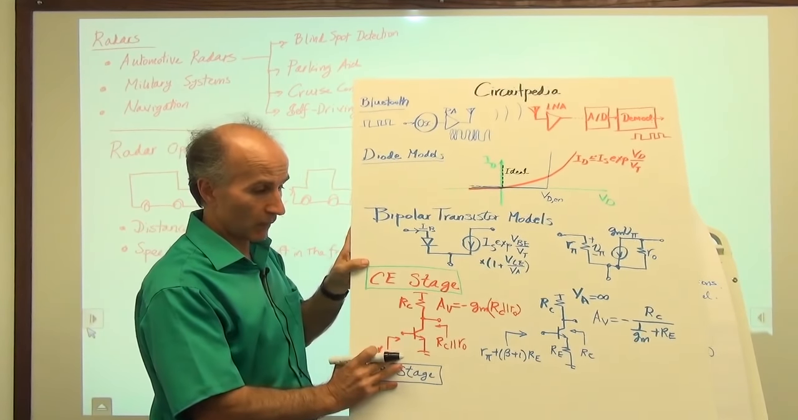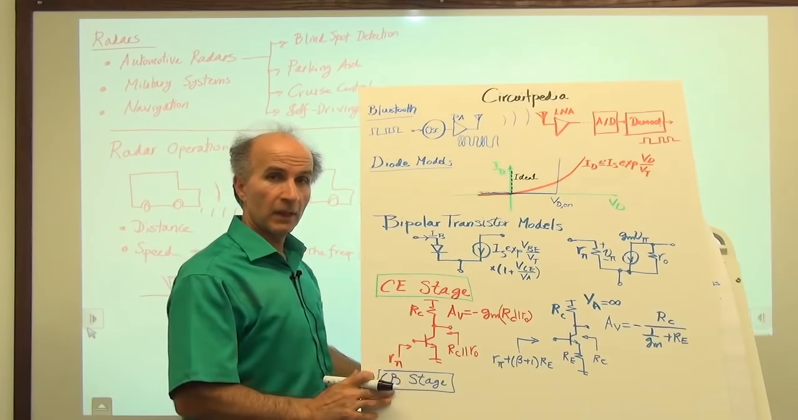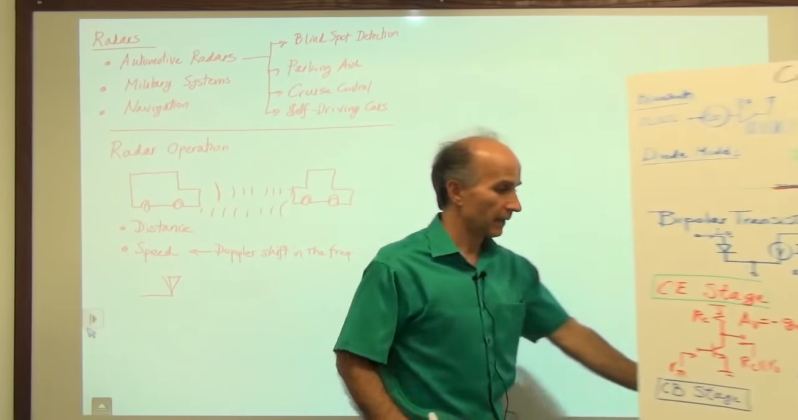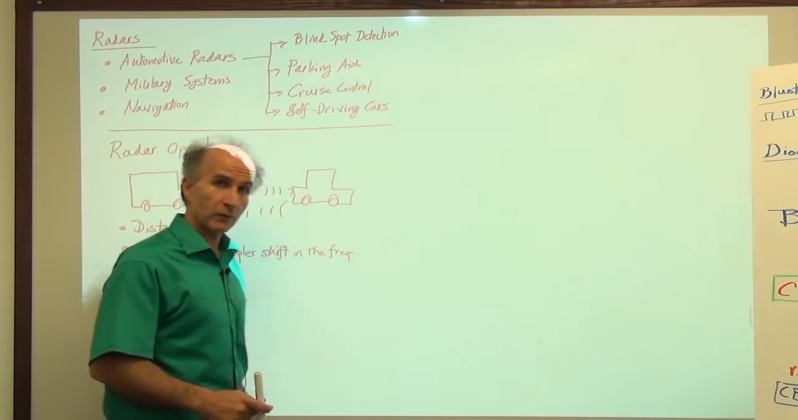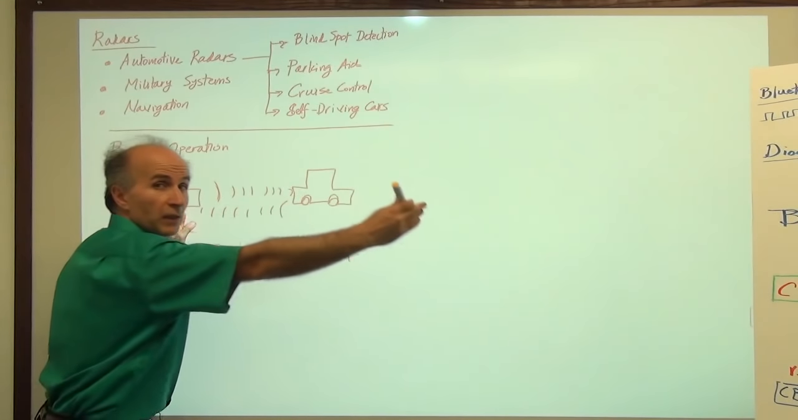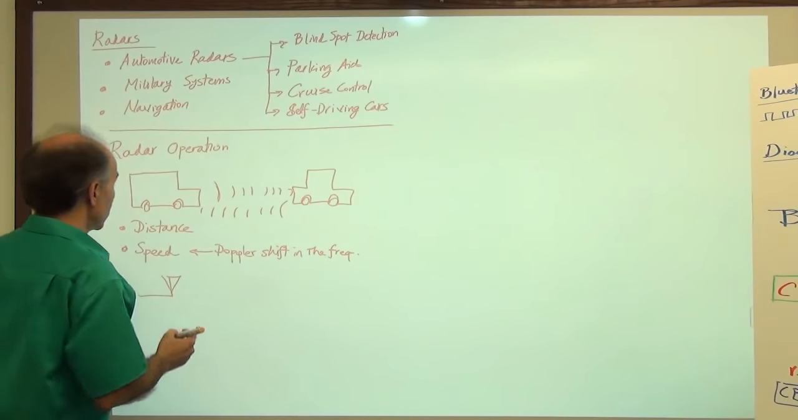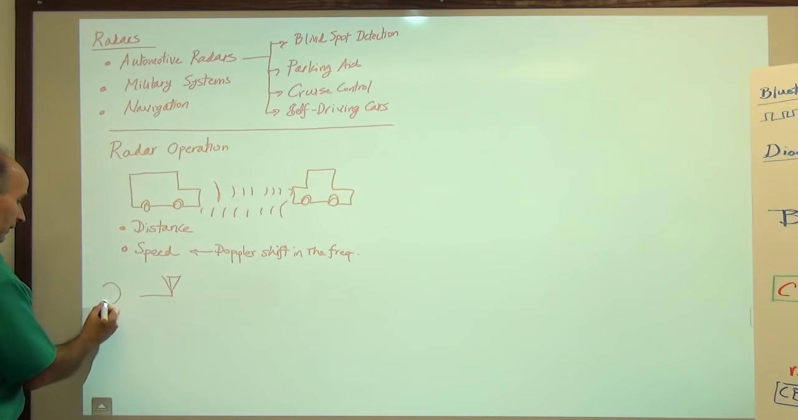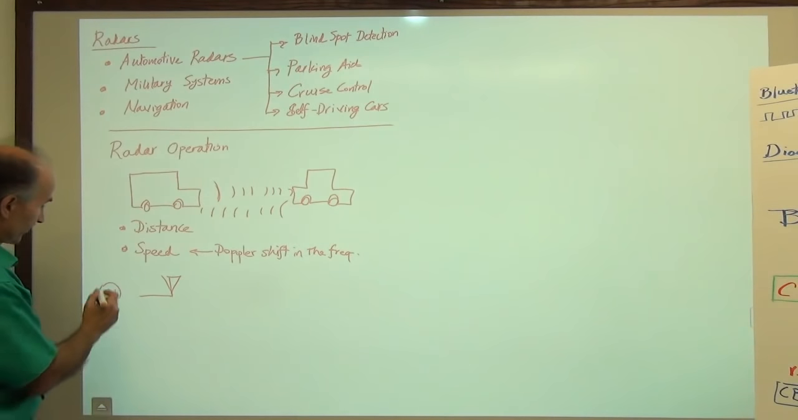So in the radar, we do exactly the same thing. We have an oscillator that generates a wave, and then that wave needs to be amplified so that it has a reasonable range. Let's say you want it to go 100 meters, then it come back 100 meters. So we have an oscillator. This is a symbol for the oscillator.